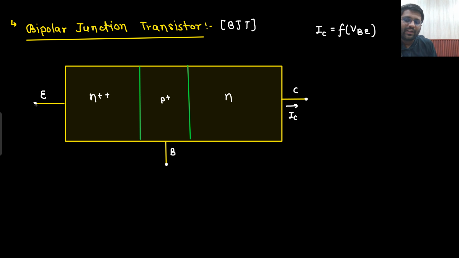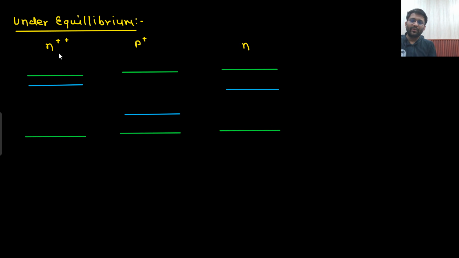So what do I do first? First, let's talk about the equilibrium. What is the meaning of equilibrium? Sir, everyone is having 0 bias. No bias is there, so no current would be there under equilibrium. So N plus plus, P plus and N. What is the meaning of P plus? Here there is good enough doping. N plus plus means this is having the highest doping, then the second one has this doping, and then the third one has this doping. So this guy is having the highest doping. This is the meaning of N plus plus, P plus and N.